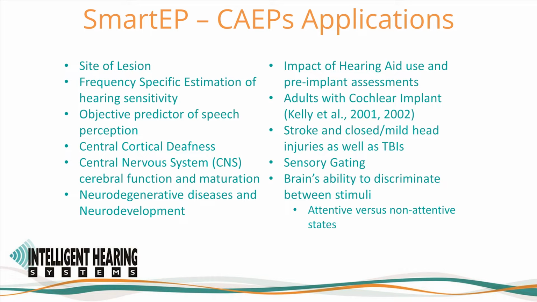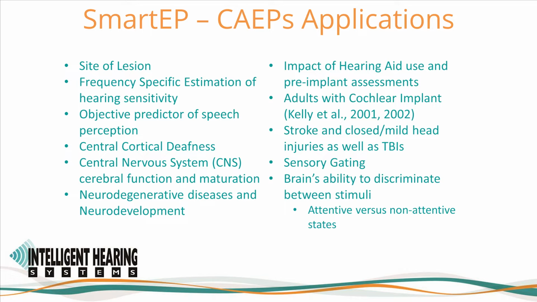Clinicians can monitor the maturation of auditory central nervous system cerebral function, such as in auditory neuropathy spectrum disorder. CAEPs provide information for neurodegenerative diseases such as MS, Alzheimer's, and Parkinson's. Clinicians have used CAEPs for neurodevelopmental assessments and can also provide insight into the impact of hearing aid use and pre-implant assessments. CAEPs have been used to assess adequate stimulation in children and adults with cochlear implants and hearing aids.